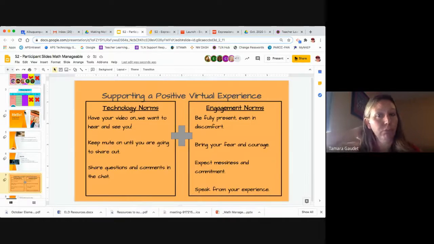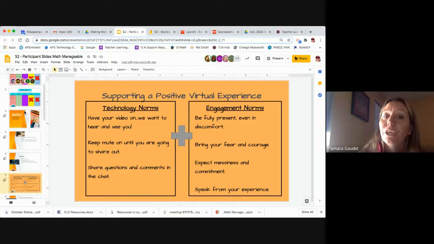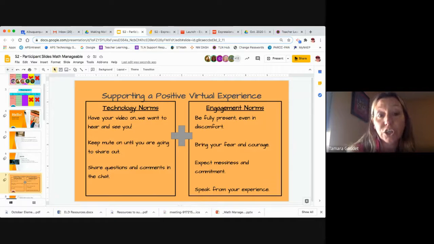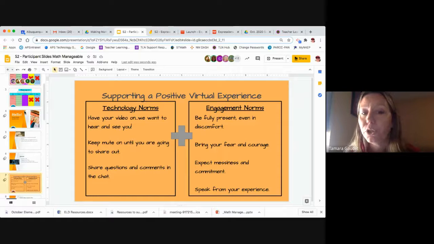Today's norms: we do have the technology norms, especially in small groups. Make sure your video is on because it's very nice to be able to actually see people versus seeing a blank black screen. Also, keep muted unless you're speaking in the large group. In small group, it might be a good idea to unmute yourself the whole time so you guys can talk and share. And again, in the whole group, share questions and comments in the chat. Jen or I are going to be manning that as the other person is presenting.